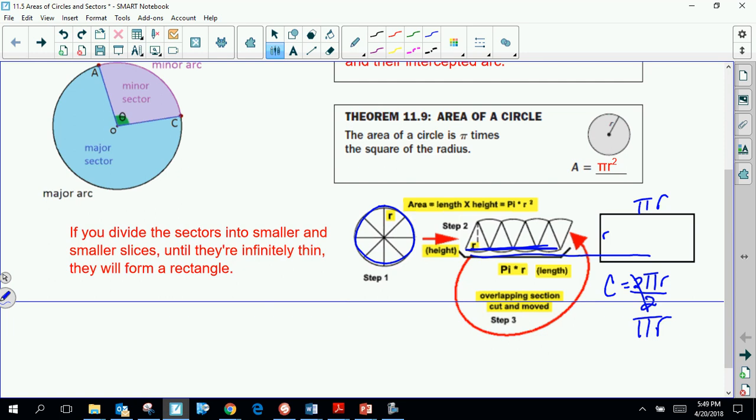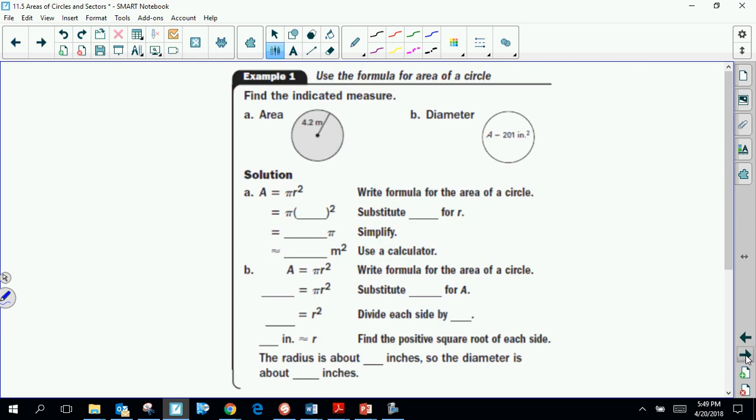And of course, the area of a rectangle is length times width, or base times height. So that gives us pi times the radius times the radius, which is pi times the radius squared. And that's where the formula for the area of the circle comes from. That's not the only way that you could prove the area of a circle. That's just the most basic, simple way that I could show you in this video.